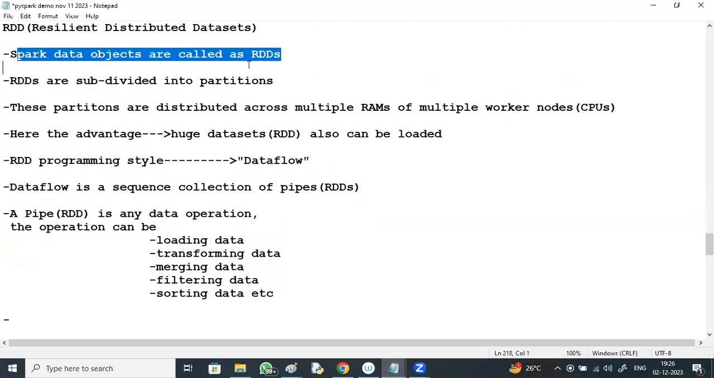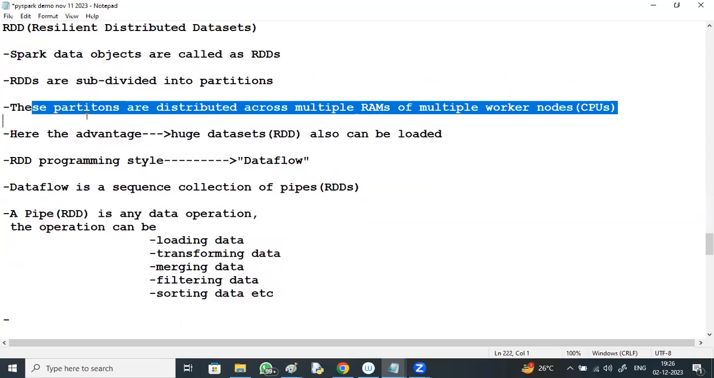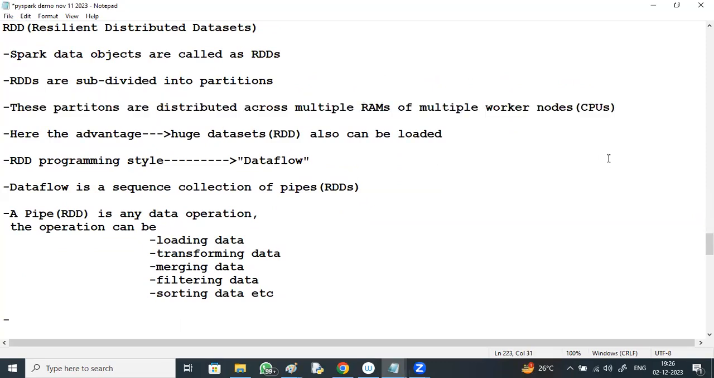Spark data objects are called RDDs. RDDs are subdivided into partitions. These partitions are distributed across machines. If you get confused, then just say PySpark here: PySpark data objects, RDDs.